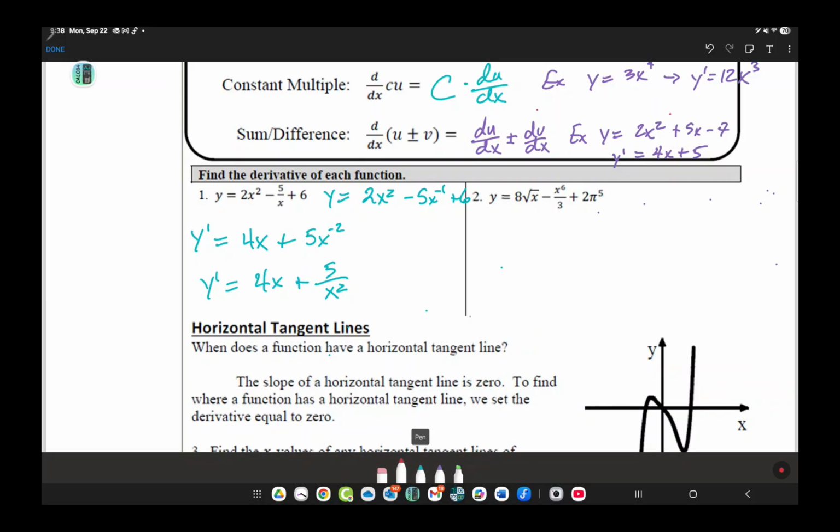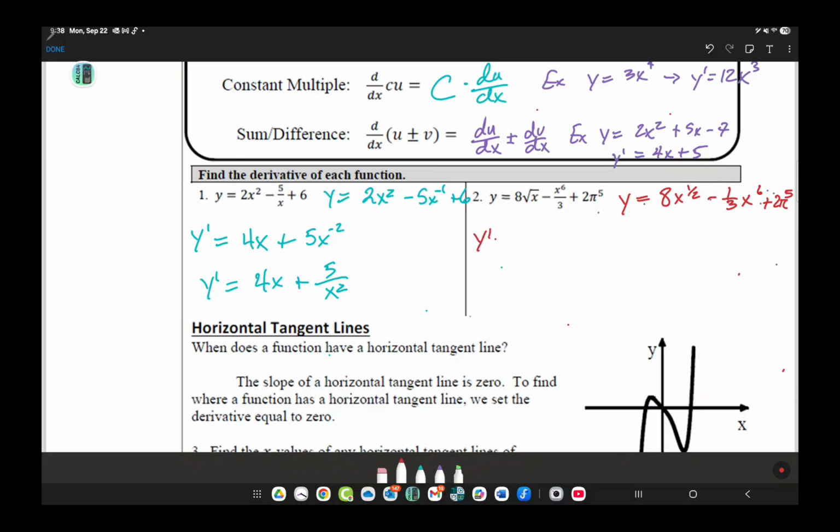All right. So again, we want to write this as y is equal to 8x to the 1/2 power minus 1/3 x to the 6th plus 2 pi to the 5th. Again, what's going to happen to pi to the 5th? It's going to go away when you take the derivative. It does not become 10 pi to the fourth.